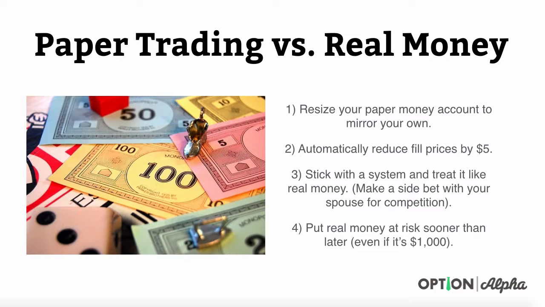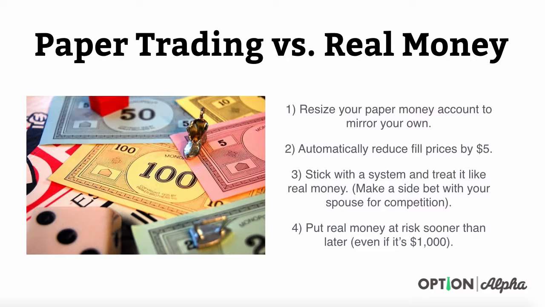Number 2, automatically reduce fill prices by $5 across the board. I would even say if you can successfully do it and reduce prices by $10 across the board, that'll give you a little bit better idea of what will actually happen in the market when you go to real money trading. Number 3, you've got to stick with the system and treat it like real money.